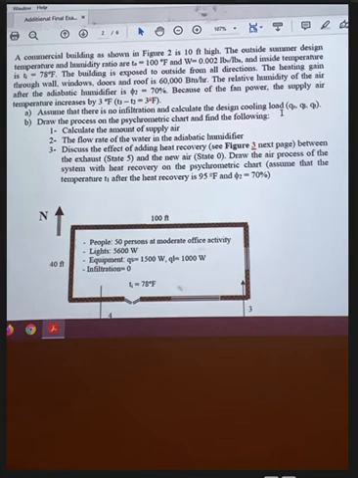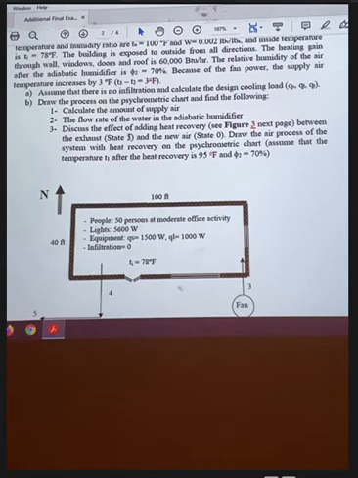So the cooling load in this case, it's very important to understand the components of the heating load and the cooling load. So in the exam, there will be a question similar to this. And in that question, in order to be able to solve it, you need to make sure that you understand the components of the heating load and cooling load, the sensible components and the latent components.